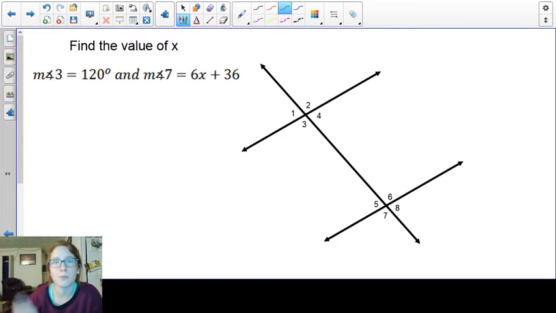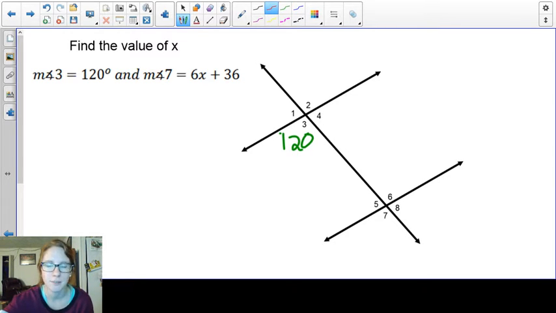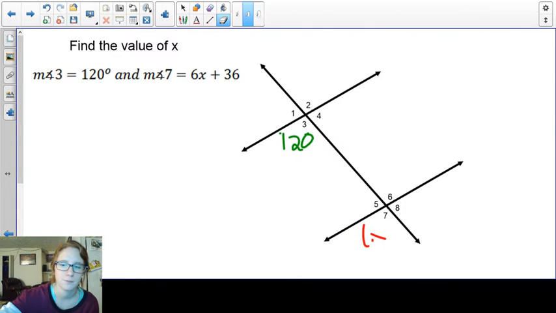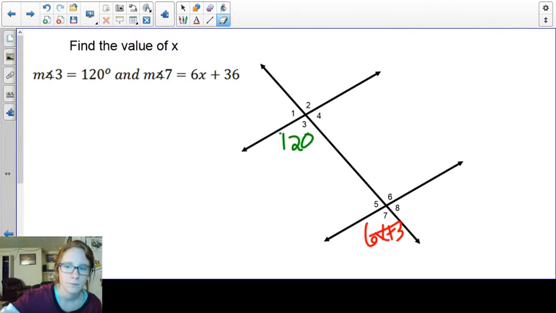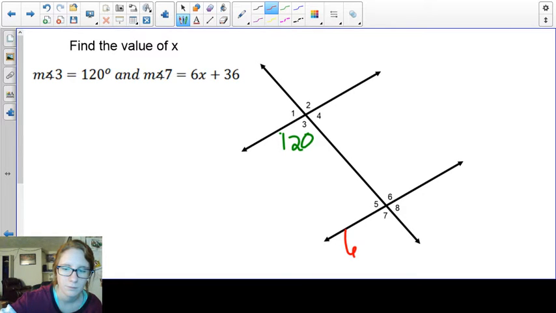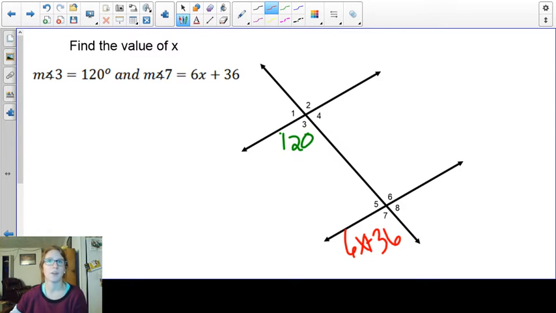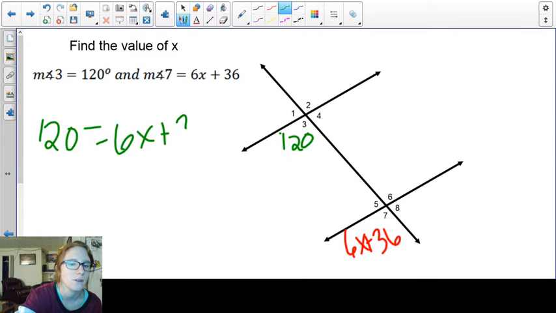All right, so now we're going to use that stuff to determine the value of x, because just like everything in math, we solve for x. So if angle 3 is 120 degrees, and angle 7 is 6x plus 36, what is the value of x? Well, what do I notice about angle 3 and angle 7? Are they equal, or do they add to 180? They're equal. They're in the same spot. They're corresponding. So it means that 120 must be equal to 6x plus 36.